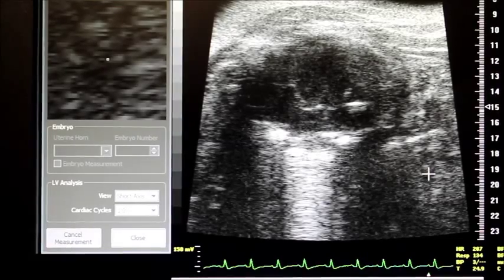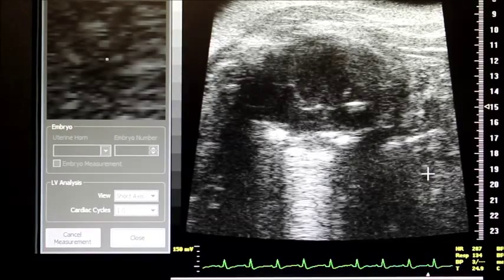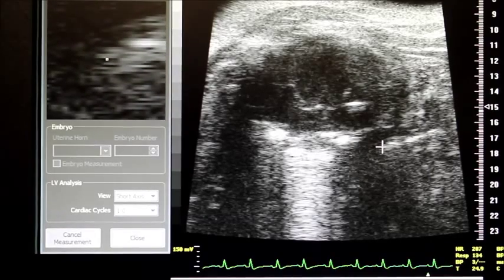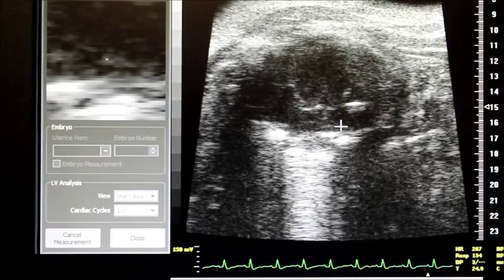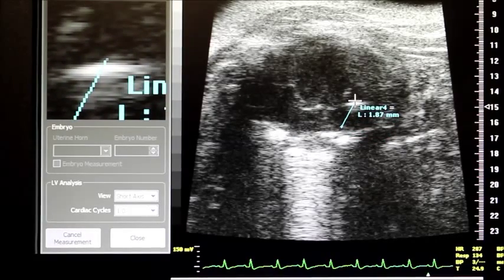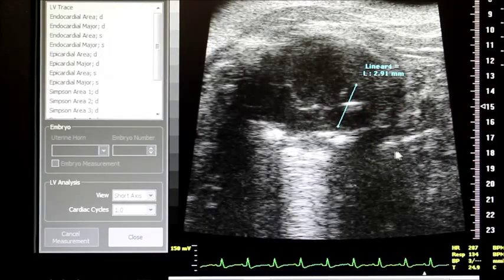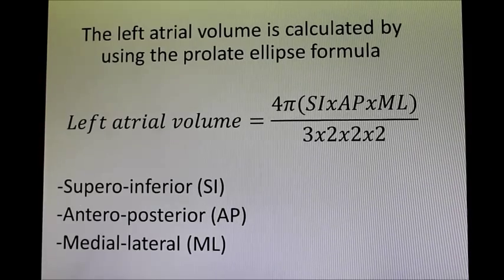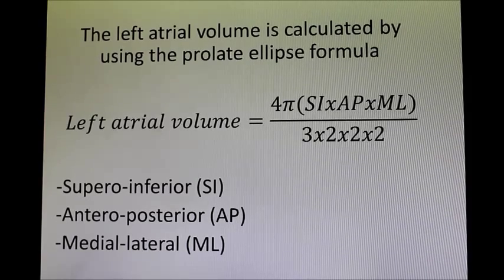Using the recording of the short axis view of the heart, the medial lateral dimension is measured from the most posterior portion of the interatrial septum, as it's shown here, to the most lateral portion of the left atrium in a diagonal fashion. To obtain this, please follow the contour of the endocardium, as it's shown here. The left atrial volume is calculated by using the ellipse formula, as shown below.